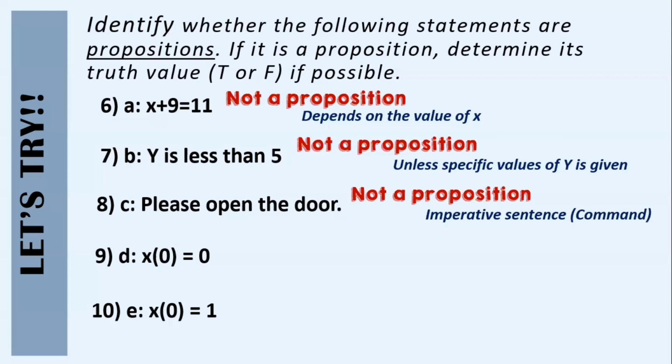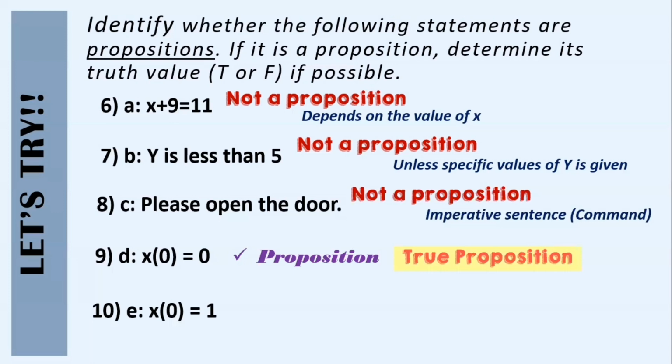Number 9, x times 0 is equals to 0. So from here, yes, we don't have the value of x, but if you're going to look at the equation, diba, any number, any non-zero number, any variable that you multiply to 0, diba, equal naman kay 0. So in this case, in number 9, we can identify this as a proposition because we can say that x times 0 is really equals to 0. So this is a true proposition. Next, x times 0 is equals to 1.